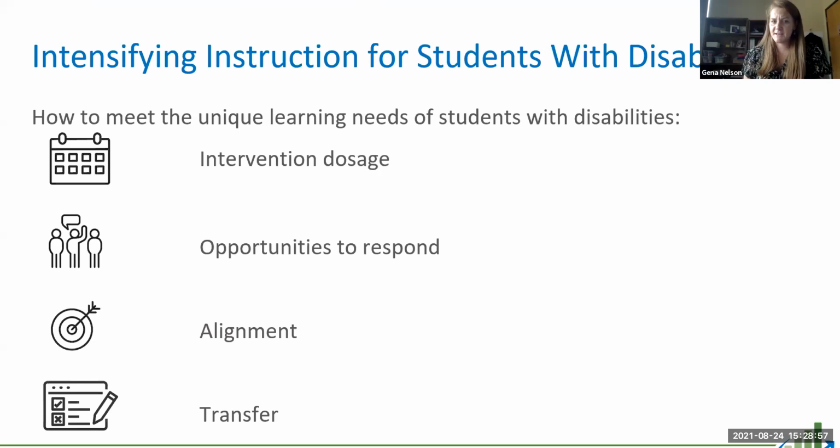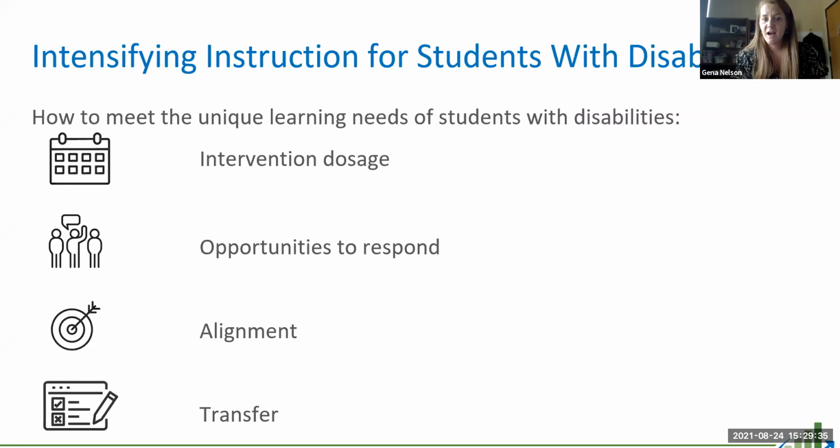There are several strategies that a teacher may use to intensify instruction, but the National Center on Intensive Intervention brief specifically highlights 4 aspects, including intervention dosage, opportunities to respond, alignment, and transfer. And so intervention dosage may refer to components of instruction such as the total sessions or the length of a session that a teacher may decide to increase in order to intensify instruction. This may also refer to group size. And in order to intensify instruction, some students may benefit from a decreased group size.